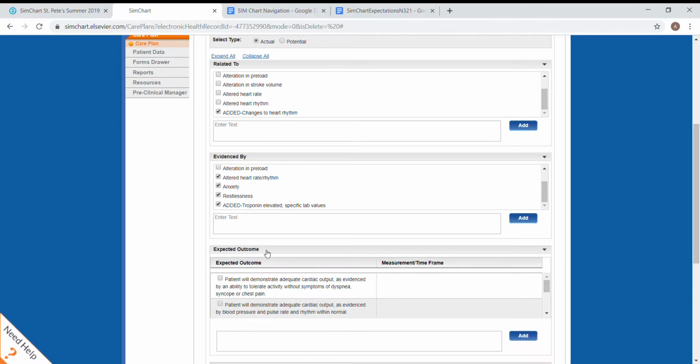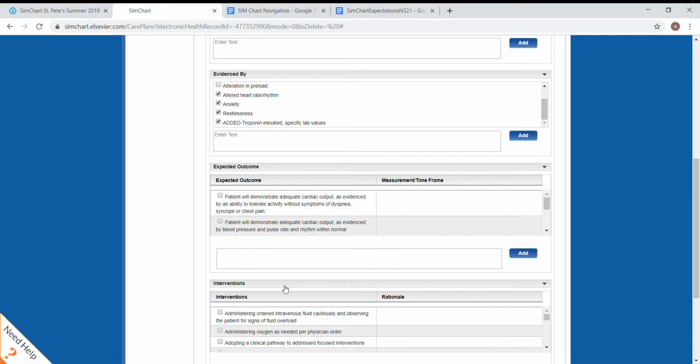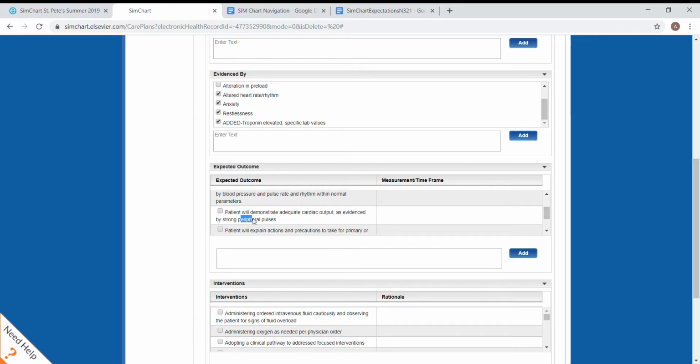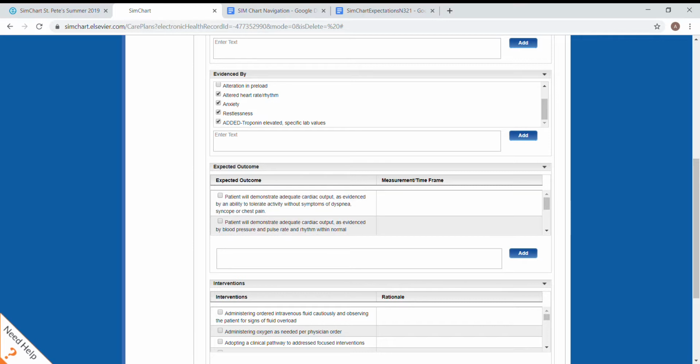Your expected outcome pops up for you, so it comes up with certain things, but not all of them are going to apply. It's important that you read through them and make sure that it is pertinent to this nursing diagnosis and to this patient. For example, if this patient didn't have any issues with peripheral pulses, and their peripheral pulses were already strong, then I'm not going to put that because it doesn't really apply to my patient. What does apply is: patient will demonstrate adequate cardiac output as evidenced by an ability to tolerate activity without symptoms of dyspnea, syncope, or chest pain.